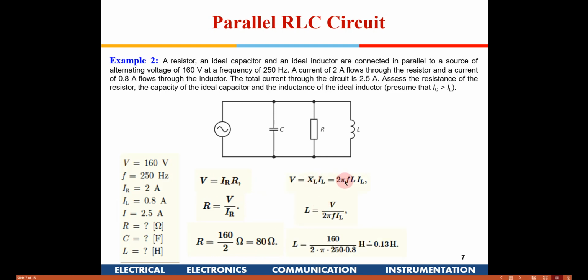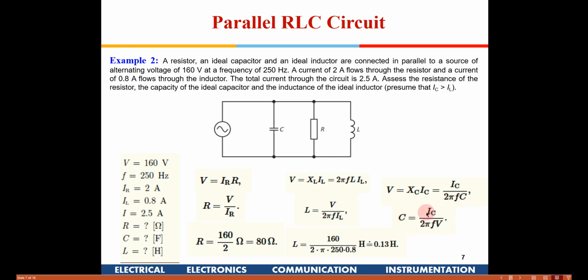In case of the inductor, we know it is L omega. Omega is 2 pi f, and f is given here as 250. Using this formula, V is 160, so we get the value of the inductance also. Now the third thing is to find out, similarly, if you know the value of IC flowing through the capacitor, then we can use this formula. V is equal to XC times IC. XC is nothing but 1 by C omega, and omega is 2 pi f. With that we can compute the value of C also.